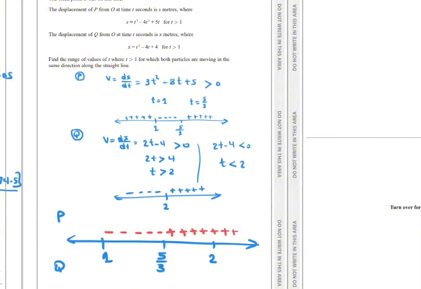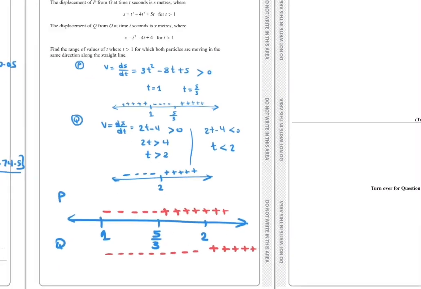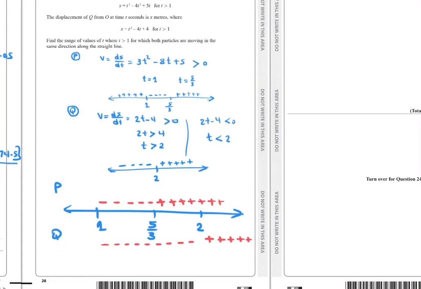And for Q, it is positive more than 2 and negative less than 2. So they have the same sign if t is more than 2, where they are positive, and between 1 and 5 over 3, where both are negative. So t more than 1 and less than 5 over 3, or t more than 2.